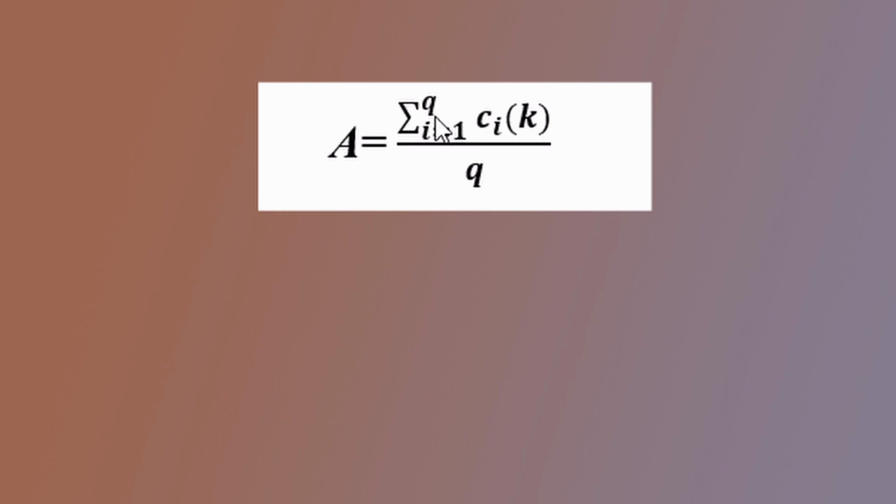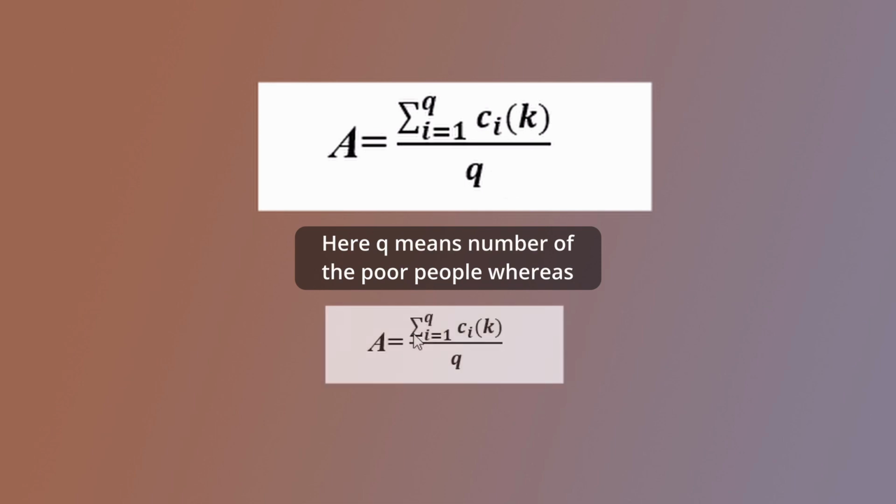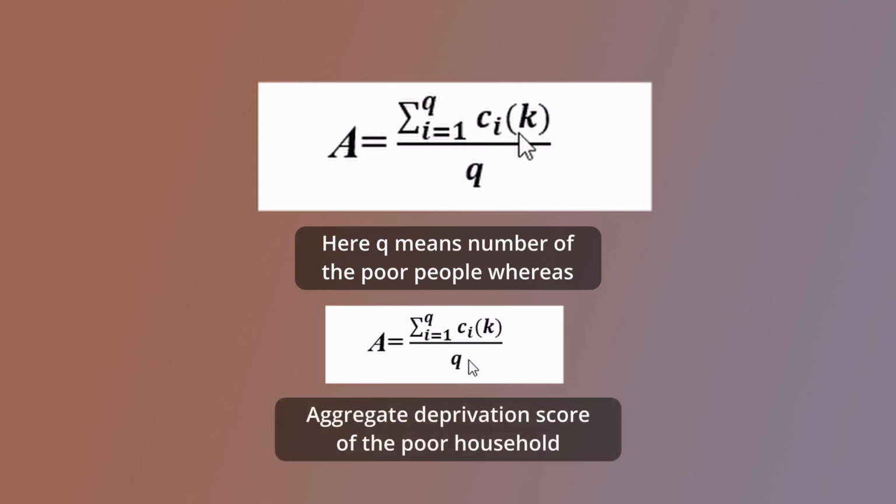Along with this, we also measure the intensity of the multidimensional poverty. Intensity of the multidimensional poverty means to what extent poor people are deprived. Therefore, it is the average deprivation score of the poor household. It can be measured using this formula, where A equals summation of i equals 1 to Q of Cik divided by Q. Here Q means number of the poor people, whereas summation of Cik means aggregate deprivation score of the poor household. Therefore, A is treated as the average deprivation score of the multidimensionally poor household.